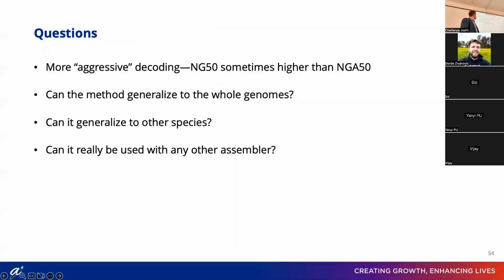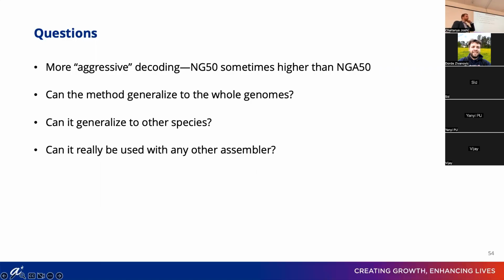So the question here is, yes, this NG50 longer than NGA50, I call it more aggressive decoding, which is the whole idea in a way of our approach: when there is ambiguity, when you don't know what to do in a certain complex region, you try to untangle it instead of cutting it out. But then you can assemble it incorrectly. So we try to fix this.